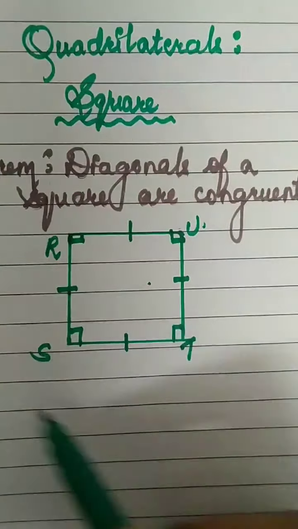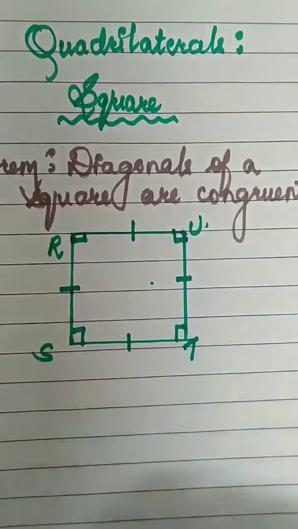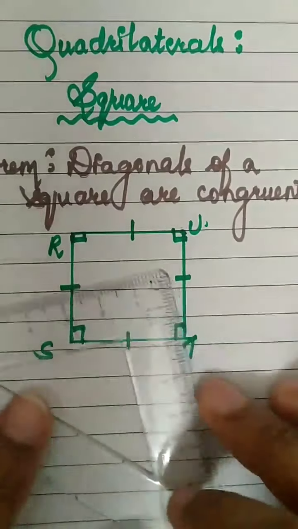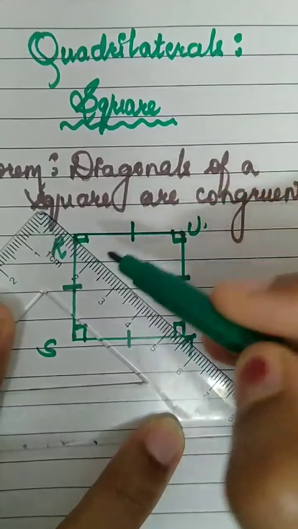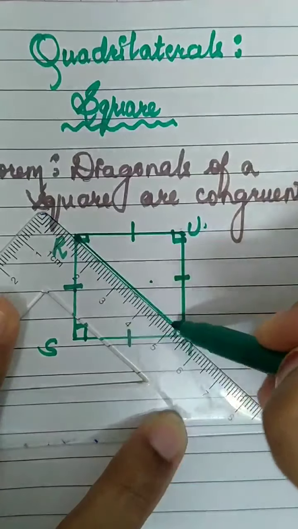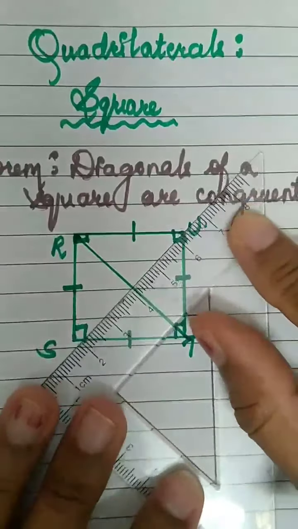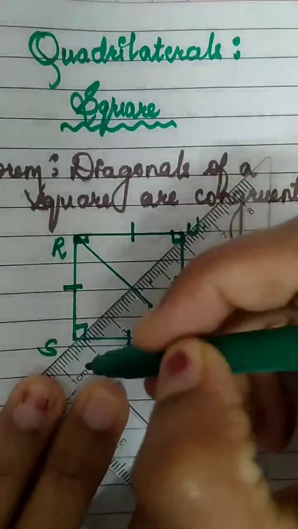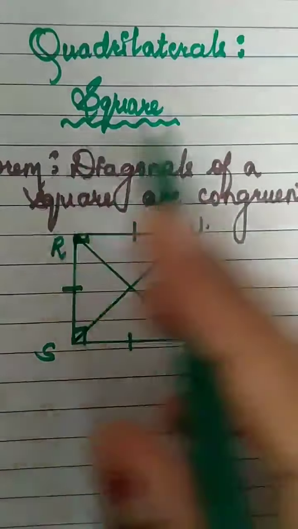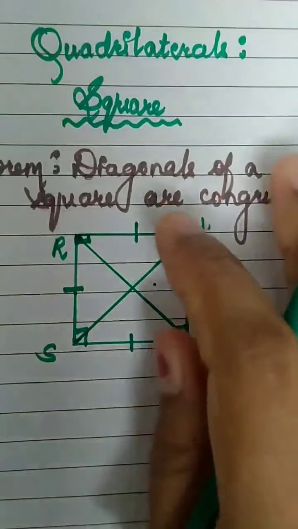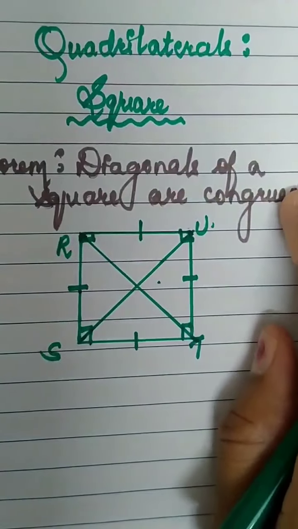So I have drawn a square RSTU. We will show the diagonals. Diagonal RT and diagonal SU. Diagonals of a square are congruent. We have to prove this.